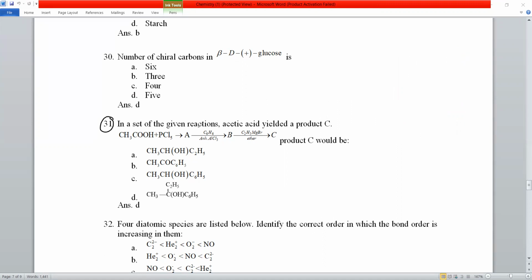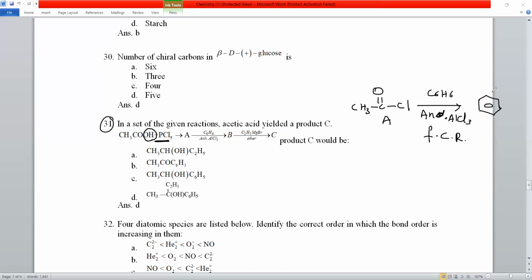Next question number 31. The following set of reactions: acetic acid yielded. So acetic acid reacted with PCl5. What you have to do, students? Immediately with PCl5, remove the OH and keep the chlorine. Nucleophilic substitution reaction. Acetyl chloride we get, this is the product A, and treating with benzene C6H6 in the presence of anhydrous AlCl3. What famous reaction is this? Friedel-Crafts reaction. So we get the Friedel-Crafts acylation product, COCH3, acetophenone. So this is compound B.